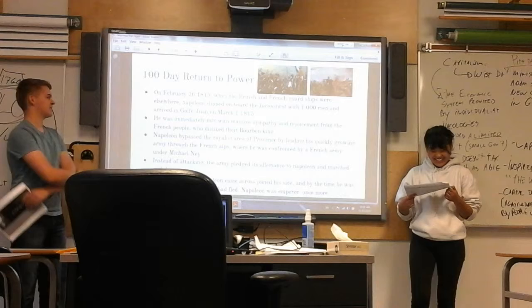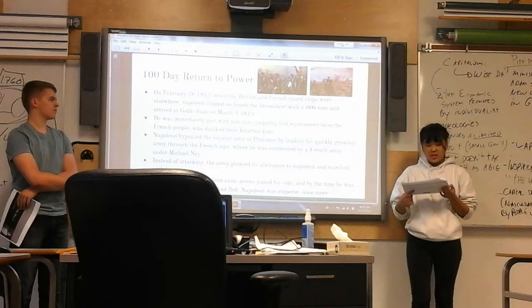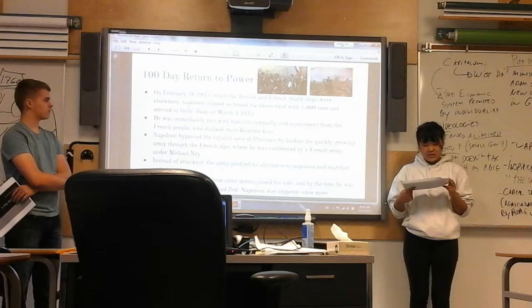On February 26, 1815, when the British and French guard ships were elsewhere, Napoleon slipped on board the Inconstant with 1,000 men, and he arrived in Golfe-Juan on March 1st, 1815. He was immediately met with massive sympathy and rejoicing from the French people who disliked their Bourbon king.